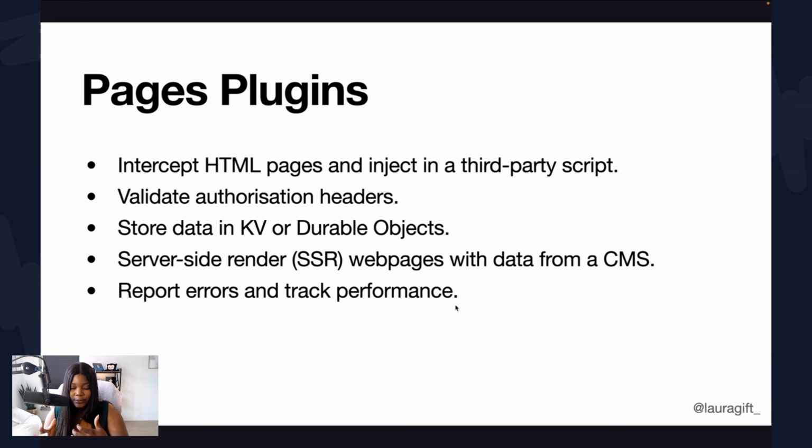Currently, there are different use cases for Pages plugins. We currently have a plugin that allows you to intercept HTML pages and inject a third-party script, for example, Google Tag Manager. You can use Pages plugins to validate authorization headers. You can use it to store data in KV or Durable Objects. You can also use it for server-side use and plug in data from a CMS. And finally, you can use it to track performance or analytics or report errors.